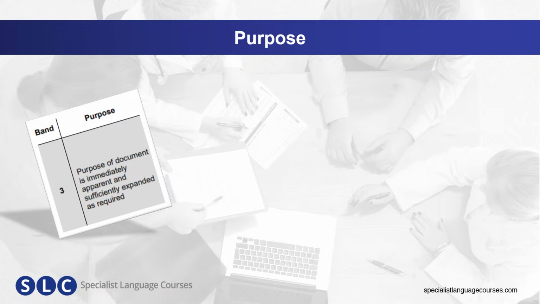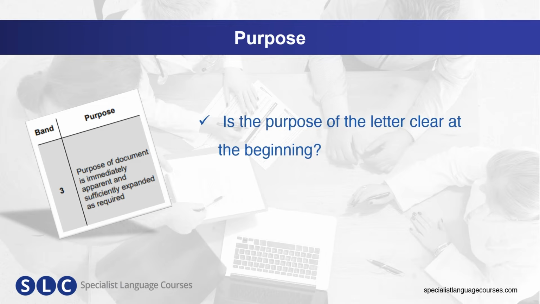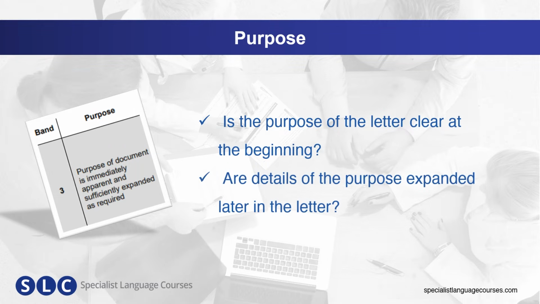Let's take a look at one I've created for purpose. Here you can see the highest band score for this criterion. Purpose of the document is immediately apparent and sufficiently expanded as required. So your checklist should be: is the purpose of the letter clear at the beginning? Are details of the purpose expanded later in the letter?